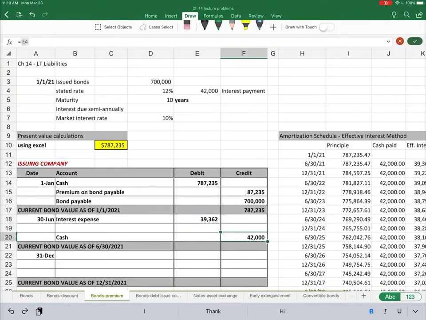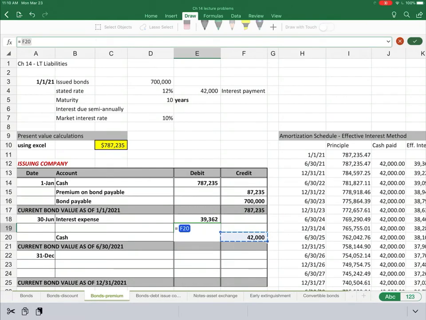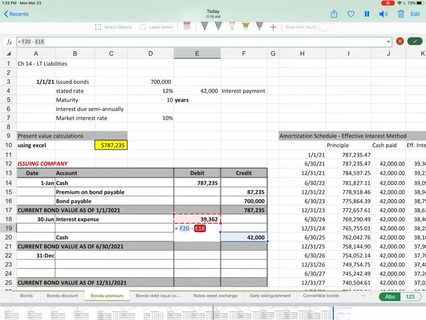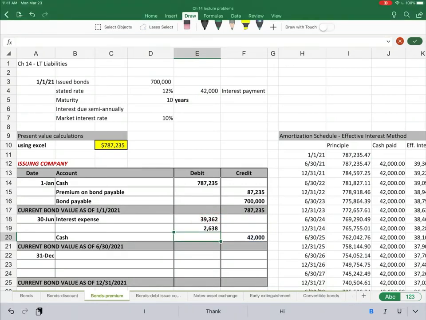And again, notice, our interest expense is not going to be the same as our interest paid. That's because with the effective interest method, to calculate interest expense, we use the bond value times the market rate of interest. And to calculate the interest payment, we use the face value times the stated rate of interest. So because those two things are different, we know that we're going to need an additional debit in our entry. That debit is just going to be the difference between the interest paid and the interest expense.